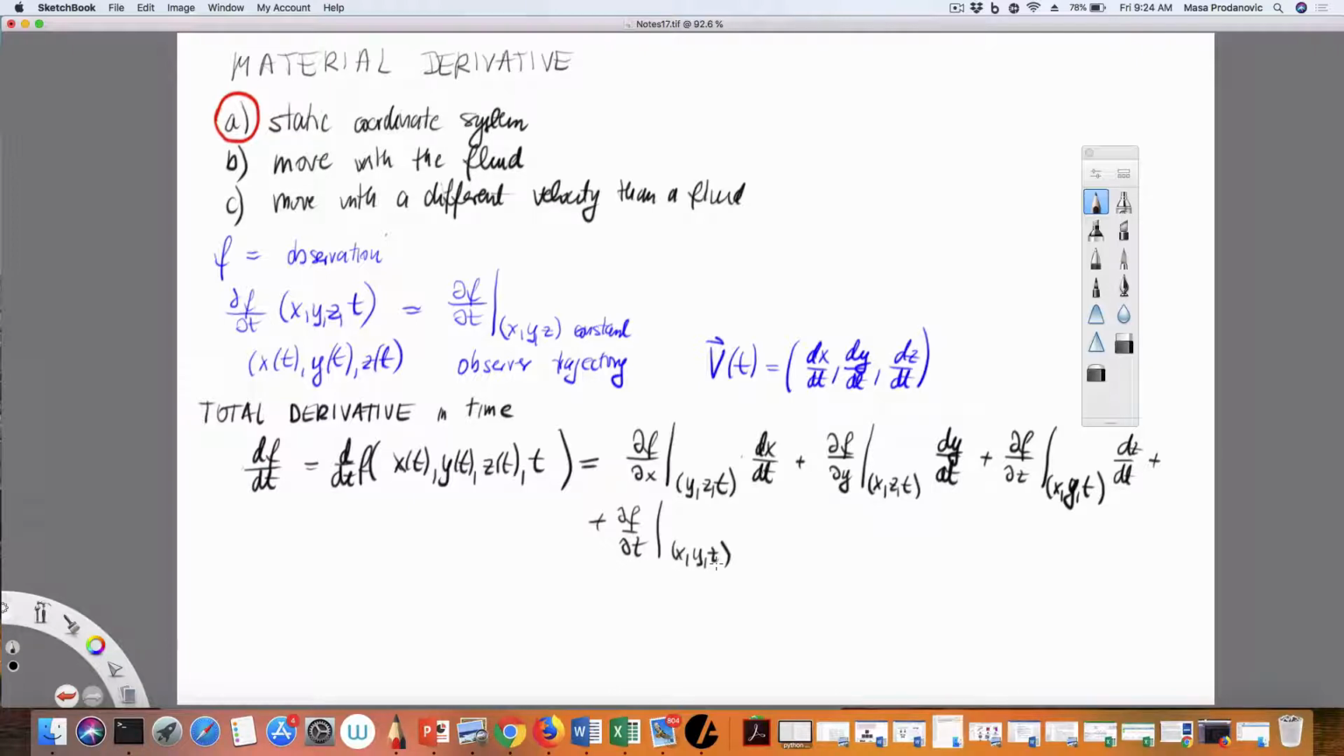What can I recognize this first term as? The first three: x, x, y, y, z, z looks like a dot product of two vectors. Which two vectors?